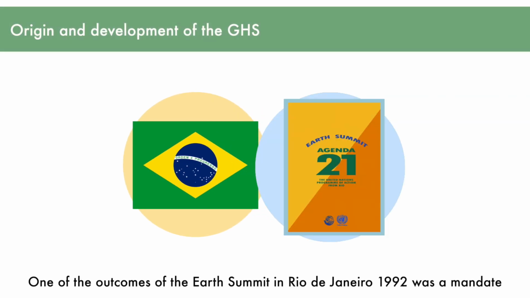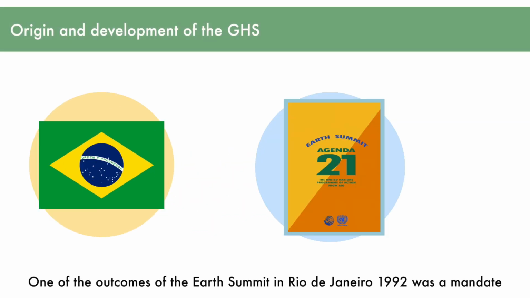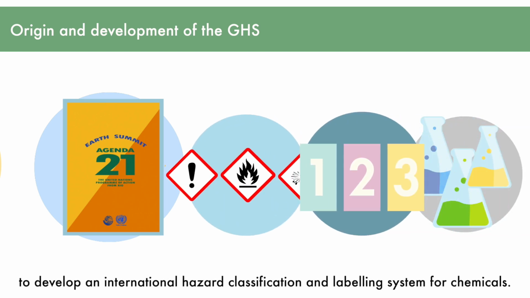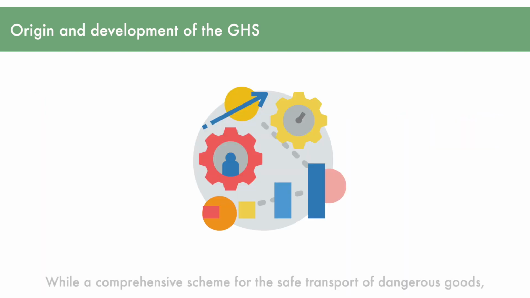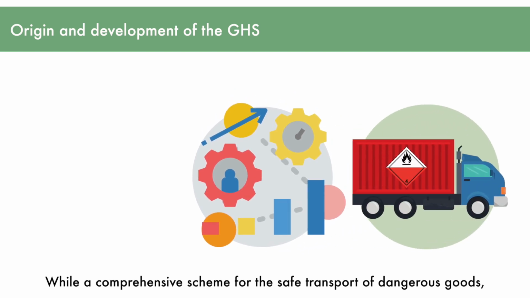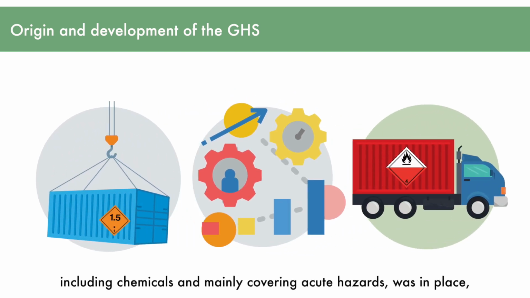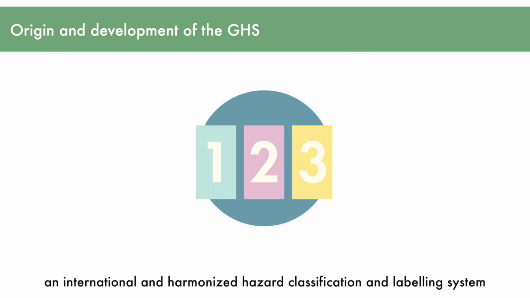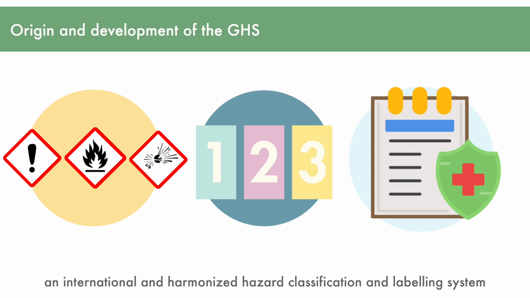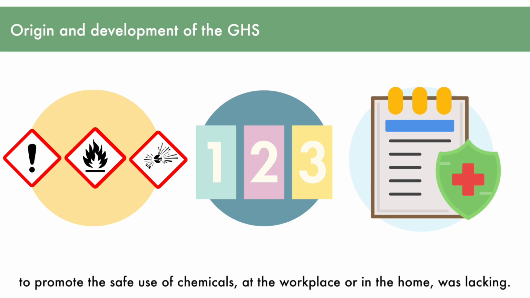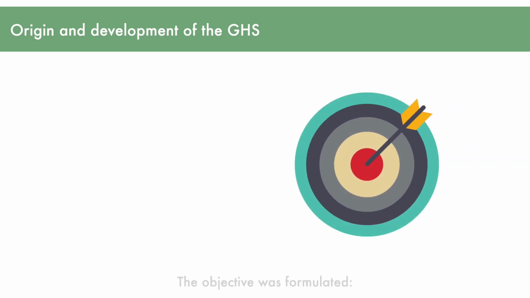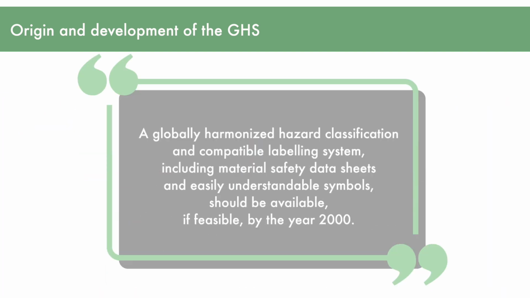One of the outcomes of the Earth Summit in Rio de Janeiro in 1992 was a mandate to develop an international hazard classification and labeling system for chemicals. While a comprehensive scheme for the safe transport of dangerous goods, including chemicals and mainly covering acute hazards, was in place, an international and harmonized hazard classification and labeling system to promote the safe use of chemicals at the workplace or in the home was lacking. The objective was formulated: a globally harmonized hazard classification and compatible labeling system, including material safety data sheets and easily understandable symbols, should be available, if feasible, by the year 2000.